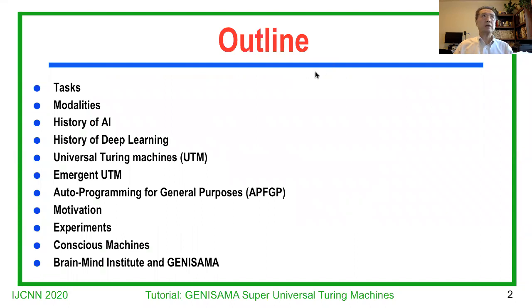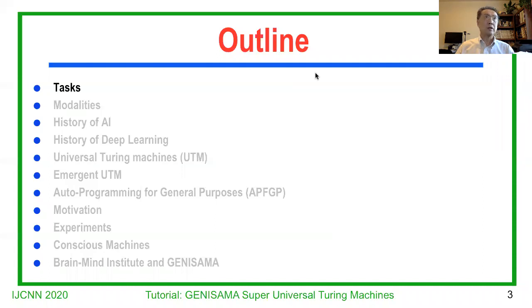Provide the outline: tasks, modalities, history of AI, history of deep learning, universal Turing machines, emergent universal Turing machines, auto-programming for general purposes, motivations, experiments, conscious machines, Brain Mind Institute, and Genesema.